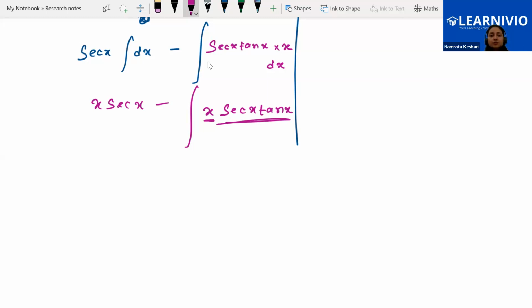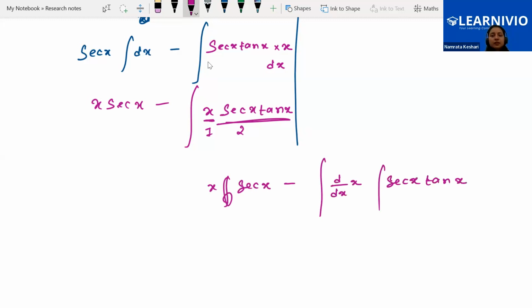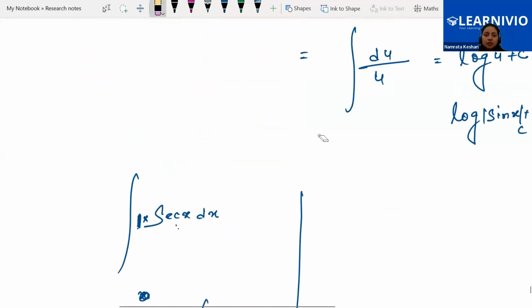So, we split them by parts. If we take this as the first function and this as the second function, then first function times integration of second, which we will get as sec x only. And then the derivative of first and integration of second. Okay, we ended up getting the same integral which is there on the other side. This is not working at all.